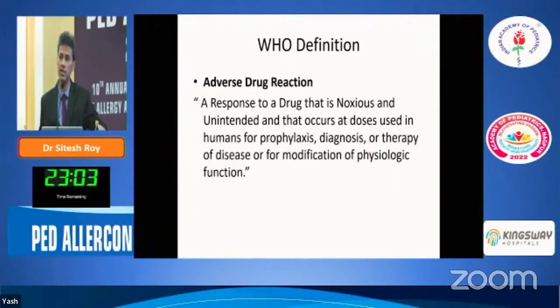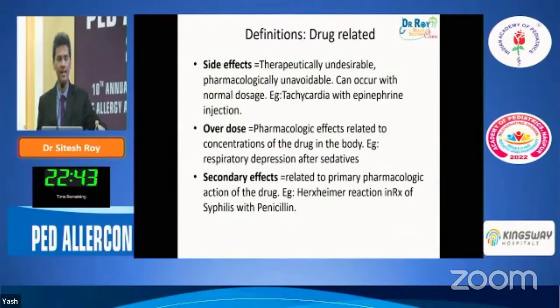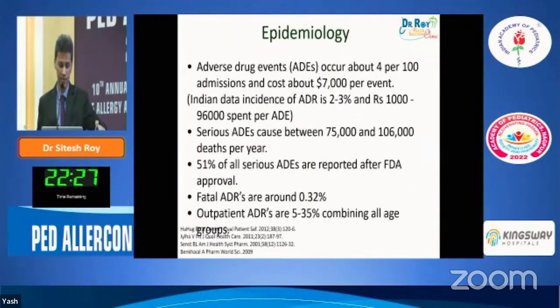The WHO definition is a very wide definition for an adverse drug reaction. It obviously includes everything, allergic, non-allergic, immune, non-immune, to say that it's any noxious and unintended reaction that occurs at doses that are routinely and commonly used for a variety of different purposes. Side effects from a drug are different from an allergic reaction or an adverse drug reaction. Overdoses are different, and so are secondary effects of a drug, classically the Herxheimer reaction when you give penicillin in syphilis.